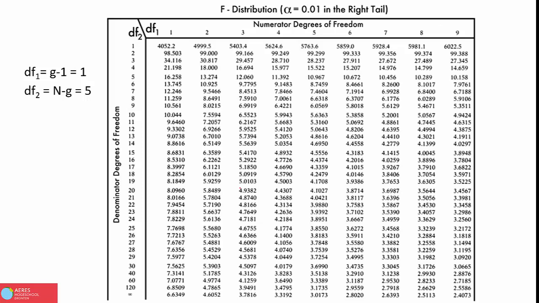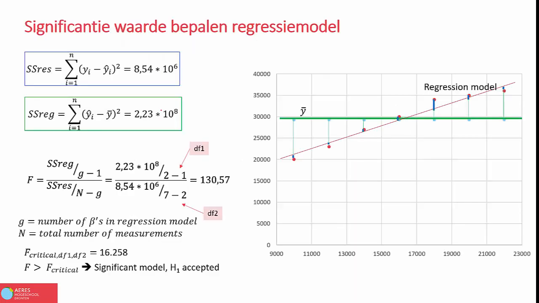Now, when looking this up, we see that df1 is 1, so we have to look in this column. df2 is 5, so we have to look in this row, and we end up with this value. So, in the end, our F critical is 16.258. Now, the question that we need to ask ourselves is: is the F value that we found bigger than the critical F value?